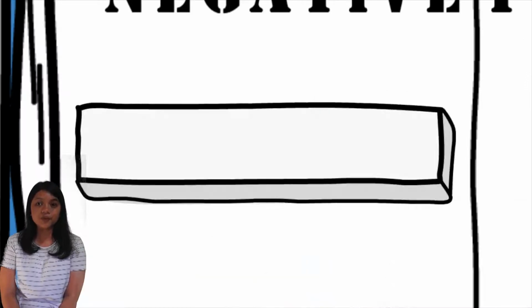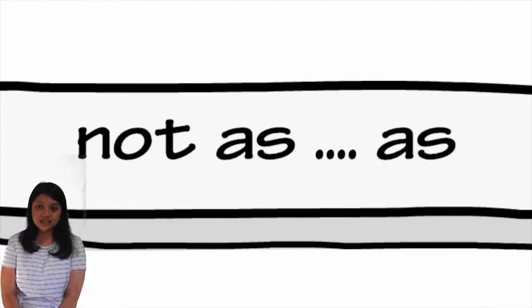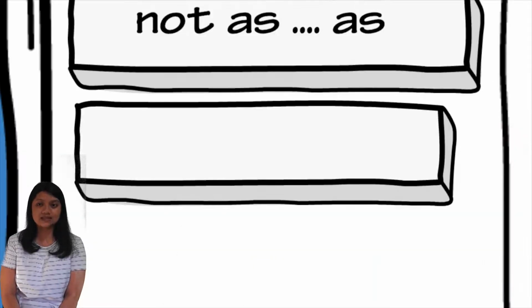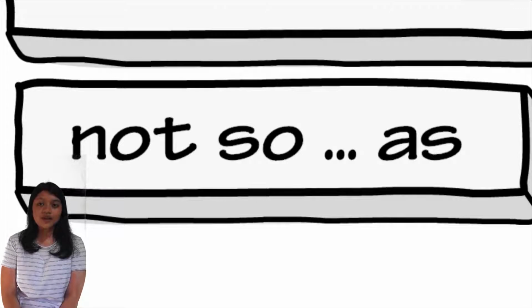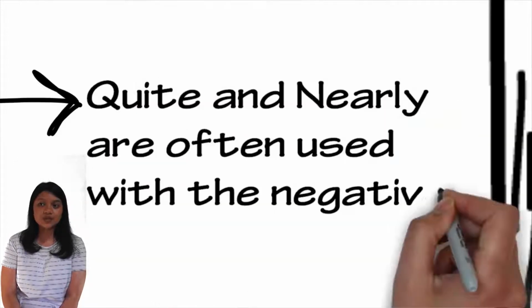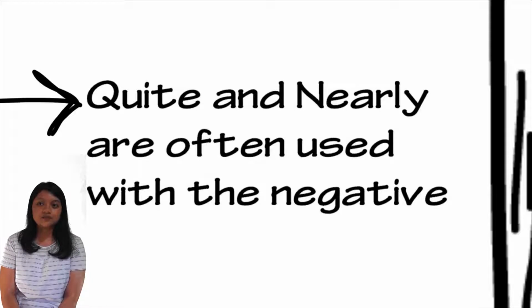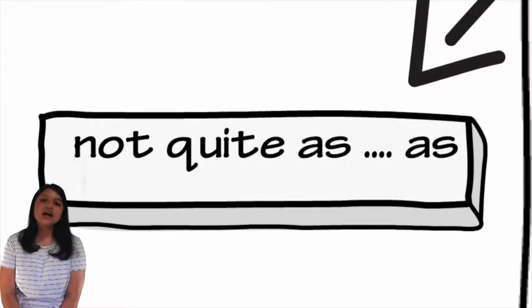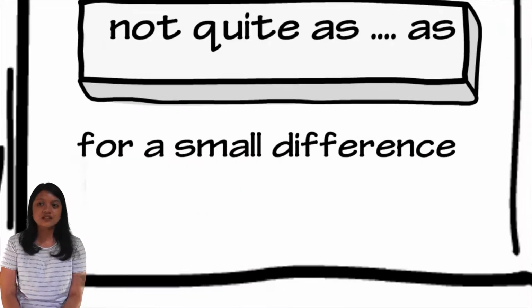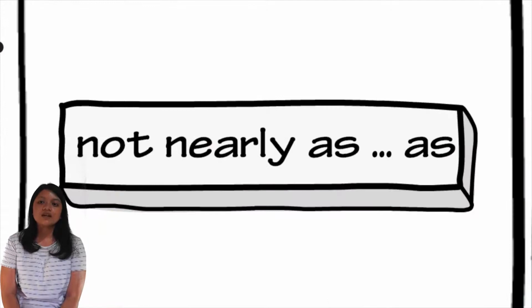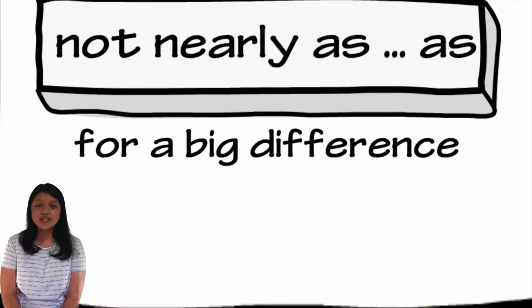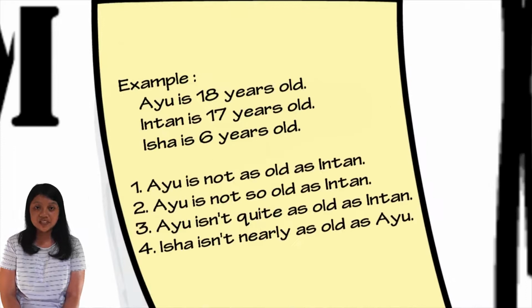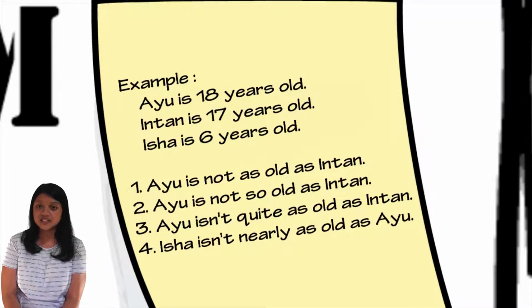Now the negative form of as blank as. The formula is not as blank as and not so blank as. Also, quite and nearly are often used with the negative sentence. The form with a small difference is not quite as blank as, and the big difference is not nearly as blank as. The example is Ayu is 18 years old, Intan is 17 years old, and Ista is 6 years old. So the comparison is the first one.